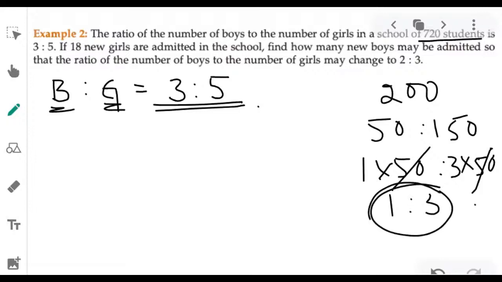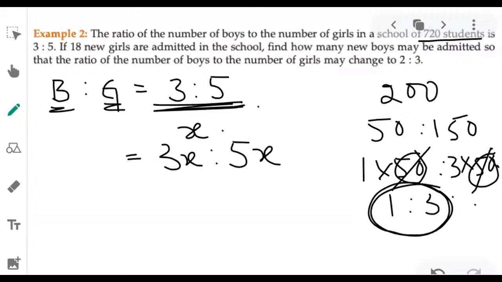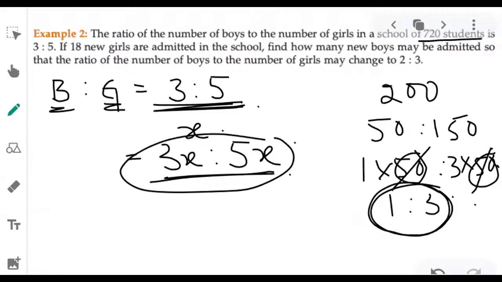But when I am given 1 is to 3, I need to find what this thing that I cancelled is. I need to find out what the common factor is. So common factor we'll always assume as x. So we'll assume that this ratio is actually 3x is to 5x. And x we are cancelling it out. So if I have 3x and 5x, what do we know about this? Sum of these both is equal to total number of students, right? So 3x plus 5x is equals to 720.